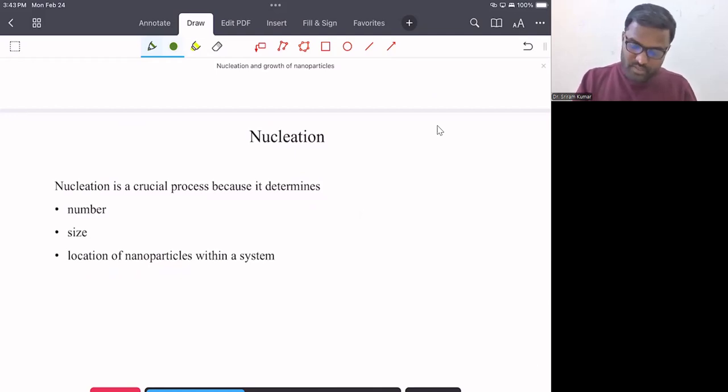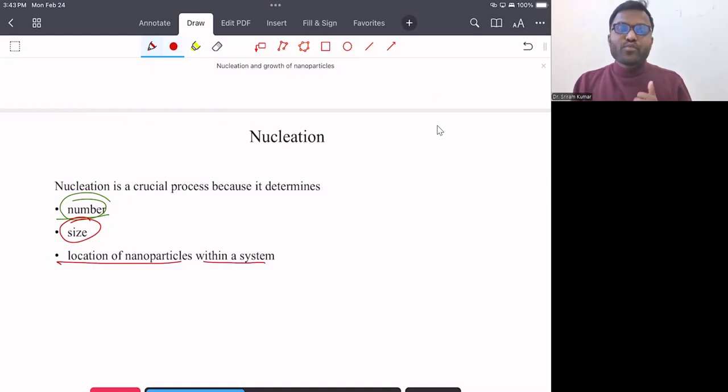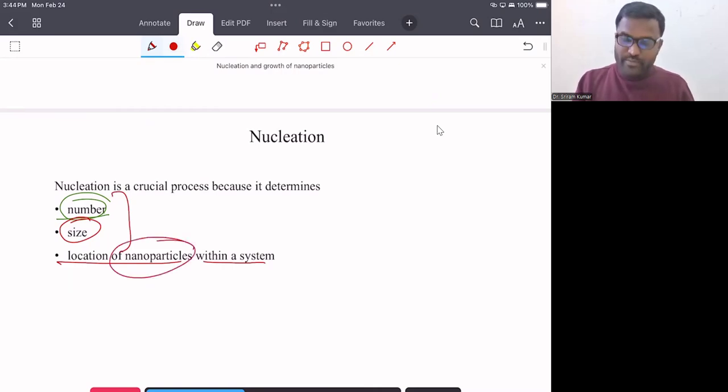So the number of nucleation events in the system determines the number of nanoparticles. Maybe it determines the size of nanoparticles and the location of the nanoparticles in the system. So it is very important to understand the nucleation process of the nuclei, because nucleation affects the properties of the nanomaterials. It is important to understand how nucleation affects the nanoparticle size and locations. And this is all about the thermodynamics and kinetics process.